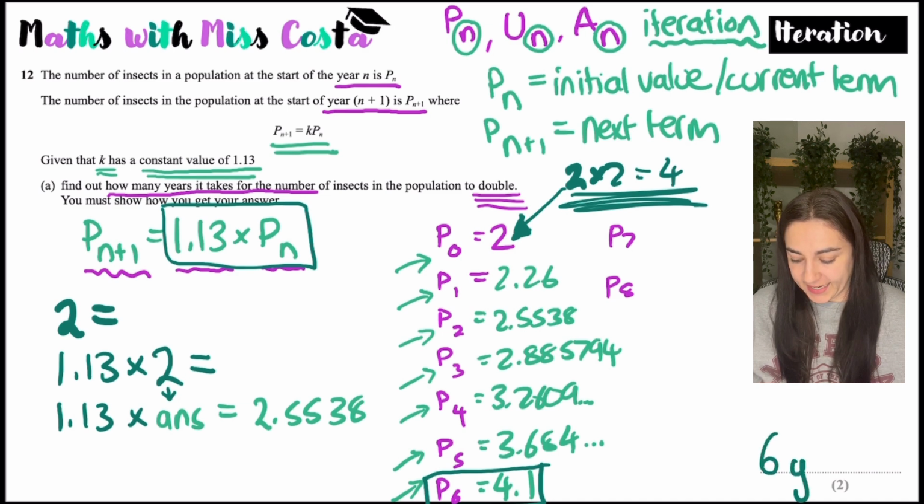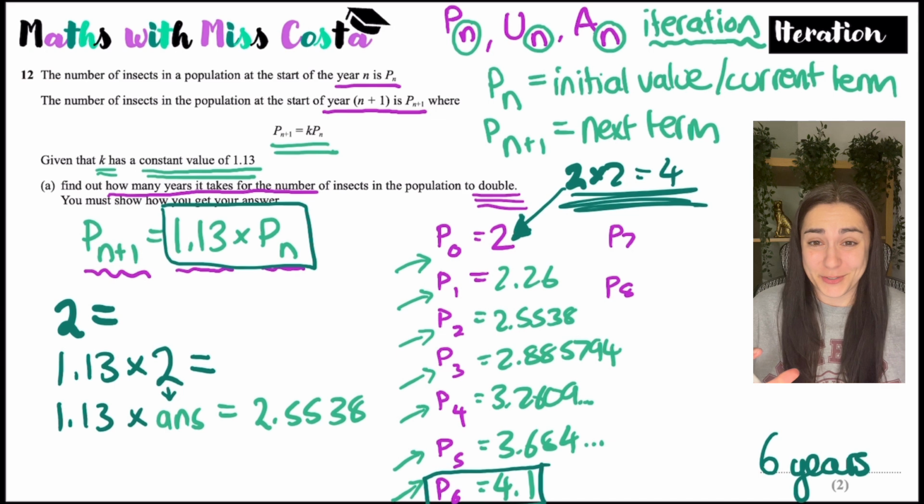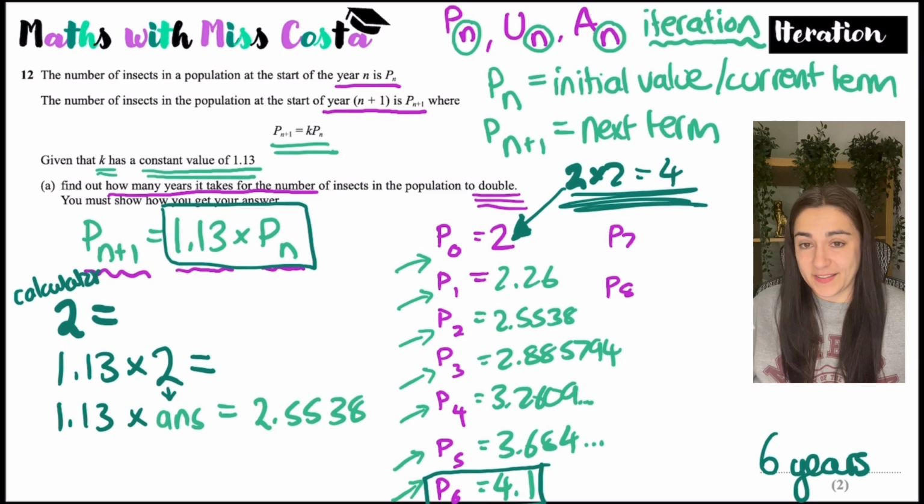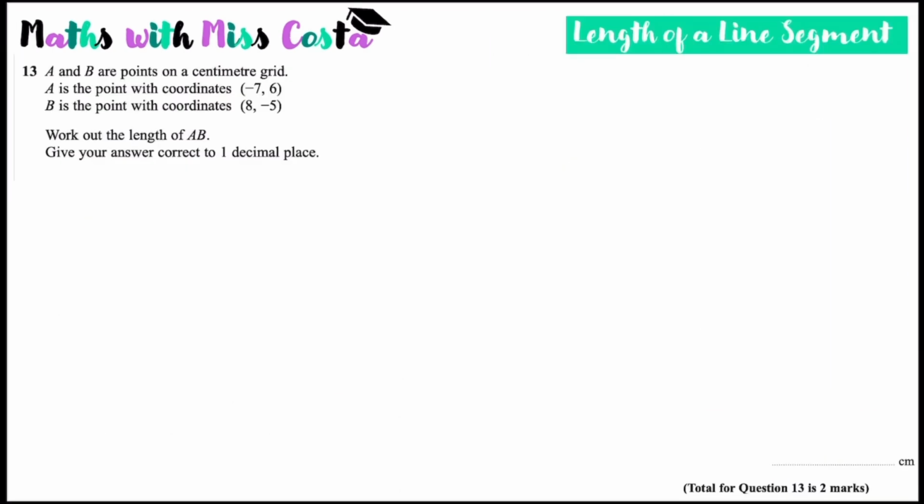So I say 6 years. Okay, so if you haven't come across iteration before, this might be a little bit tricky, but just watch through the video again and just try and substitute it by yourself, and then see if you can use the calculator as a shortcut. If that's a bit too confusing, then just keep on repeating the formula.